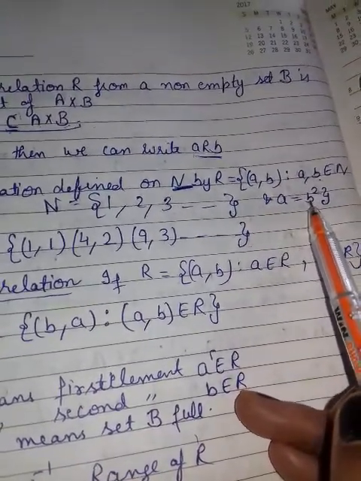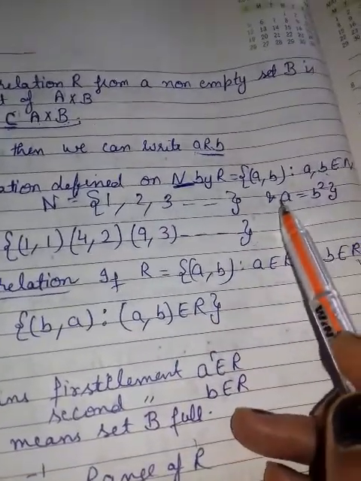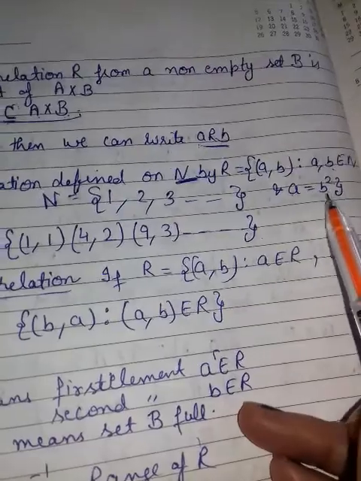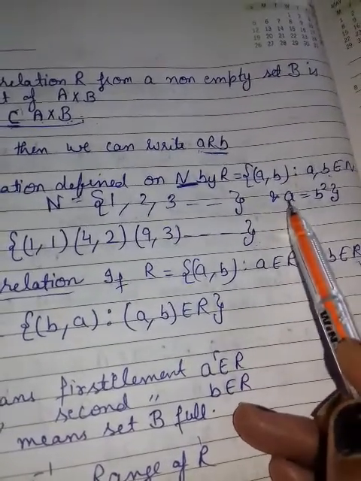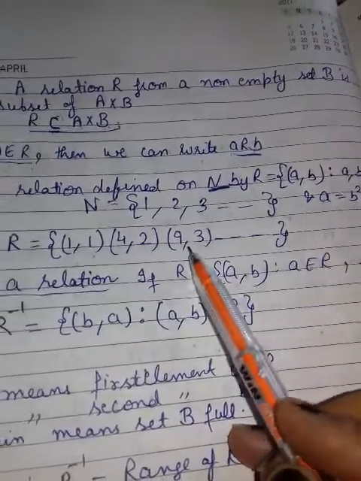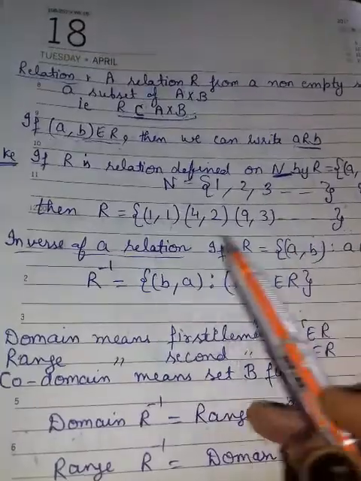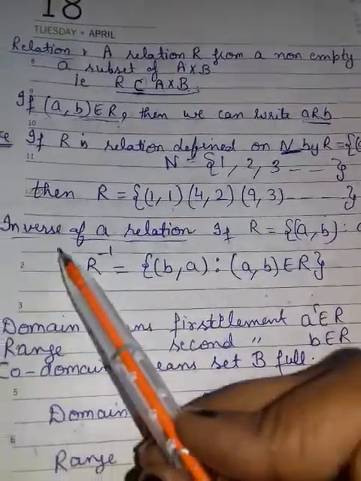If I put b as 1, then you will take 1, because a is dependent on b. If I take b as 2, then what is your a? 4. If I take 3 square, you are getting 9. In this sense, you are getting this as a relation. A relation is a subset. Clear?